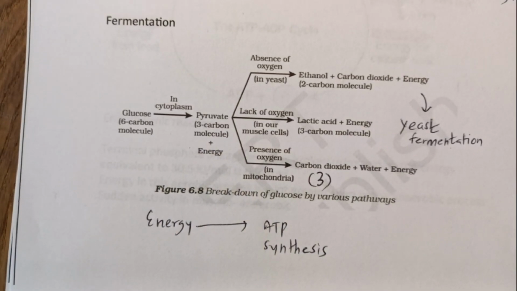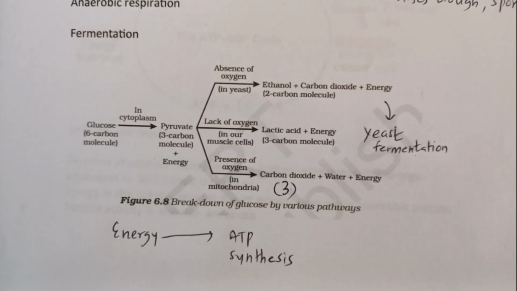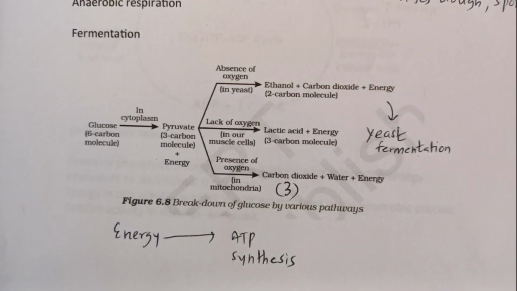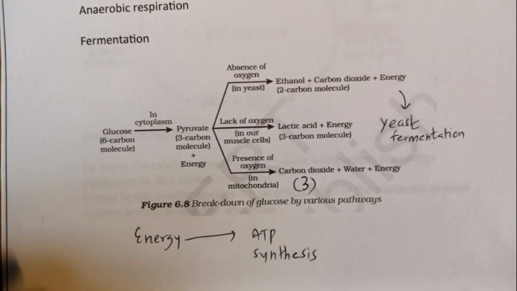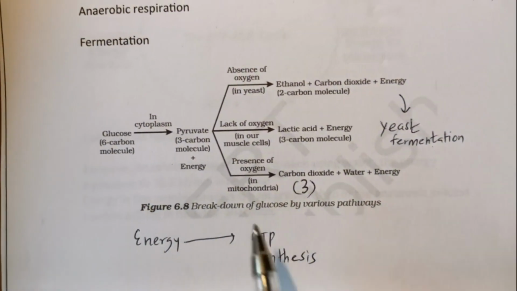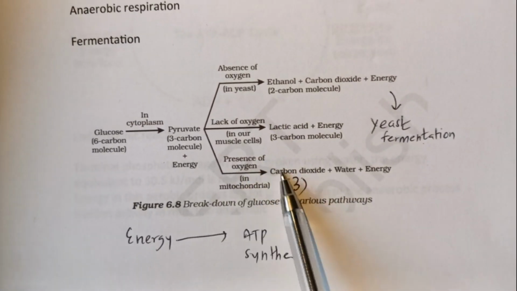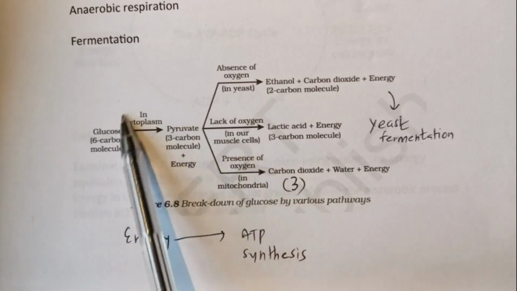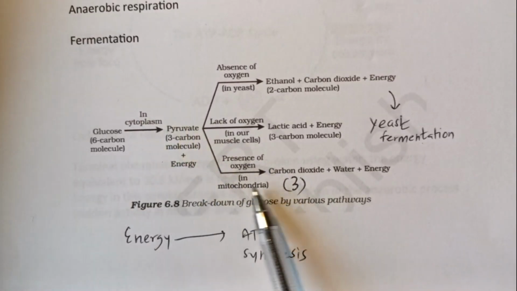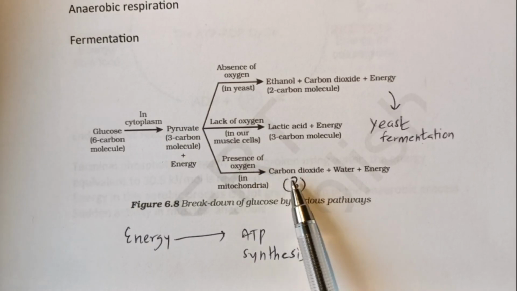Now after this step, in various organisms you can see different processes. Now let's have a look into this. This is an important diagram. The second step, in presence of oxygen, have a look at this bottom pathway that takes place in mitochondria. Remember, the first step takes place in cytoplasm. The second step, in presence of oxygen, will be in mitochondria.